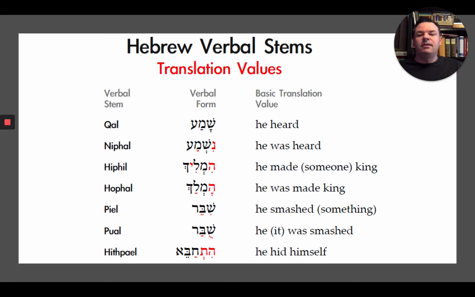In the Qal stem, the word would be "he heard." In the Niphal stem, it would be "he was heard." And the Hiphil stem, so you've got this word "to rule" or "to reign." In the Hiphil stem, it's "he made such and such a person king," right? And the Hophal stem, it was "he was made king." So Hiphil, right? He made a king. And the Hophal, he was made king.